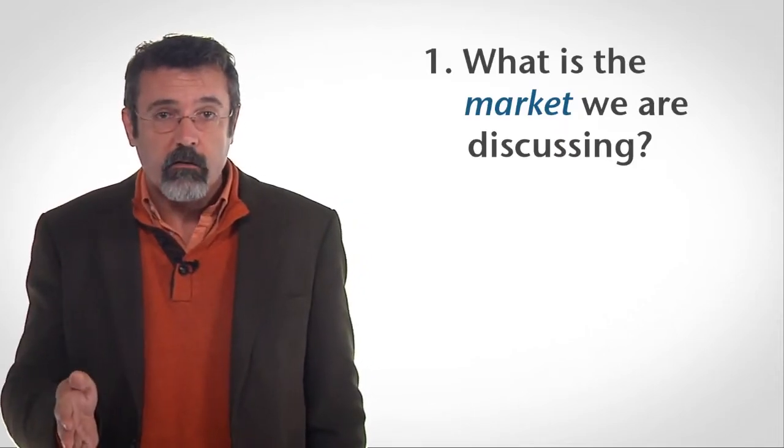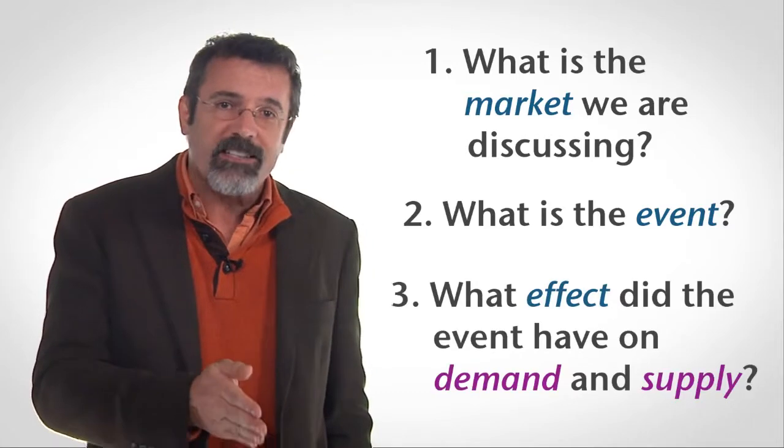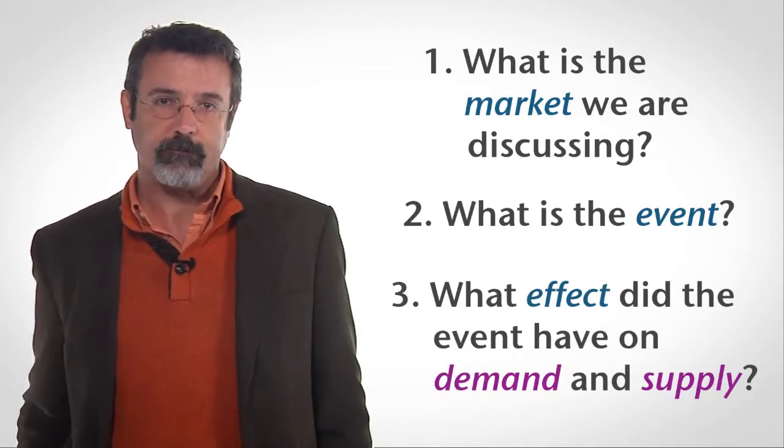To unravel what happens in a market, answer the following questions. First, what is the market we're discussing? Second, what is the event? Third, what effect did the event have on demand and supply in the market we're discussing? Let's try some examples. Consider the market for gasoline. What happens to the market for gasoline when summer arrives and people want to travel more?